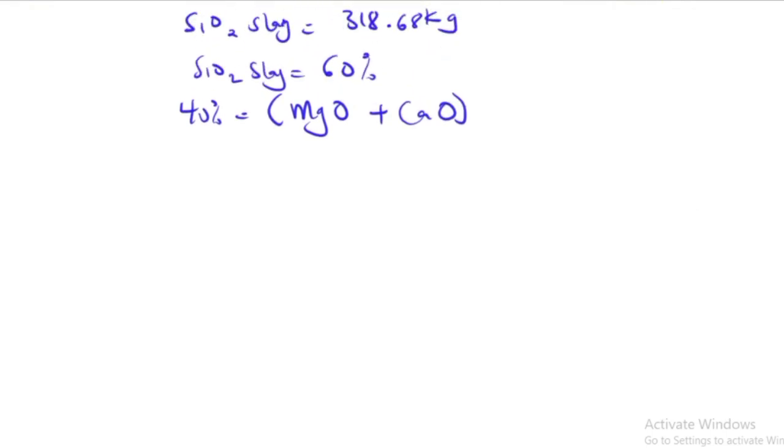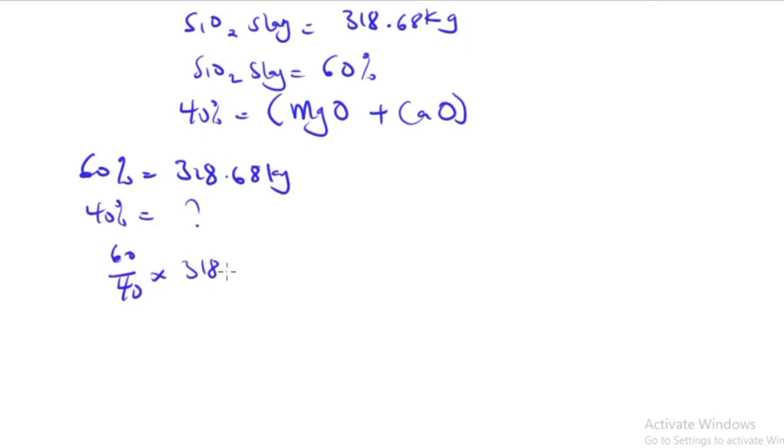So what you're going to do now is, if 60% is equal to 318.68 kilogram, what will be 40%? Then we create it: 60 over 40 times 318.68 kilogram, which will give you 212.05 kilogram. So that is for the 40%, which is this. And we are finding how much flux is used, right?